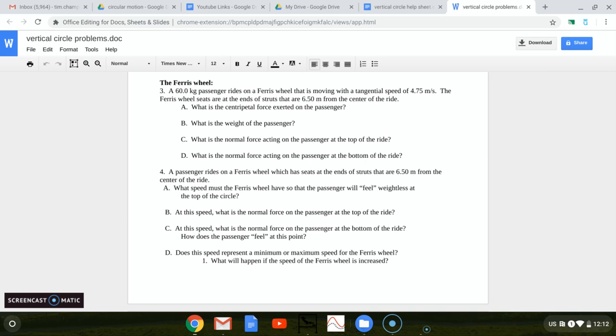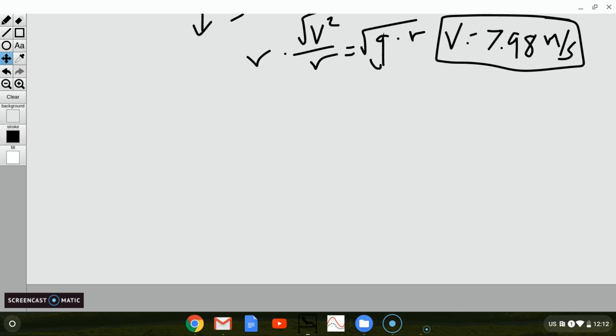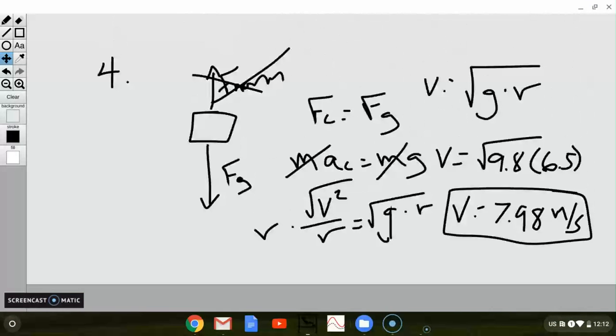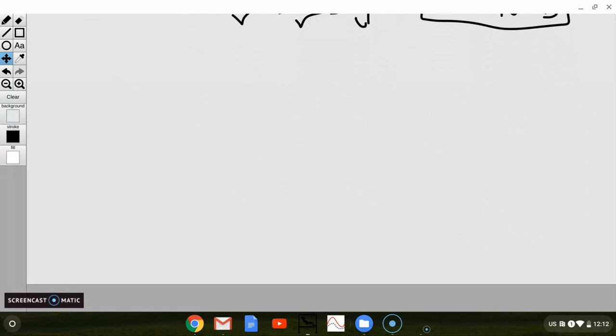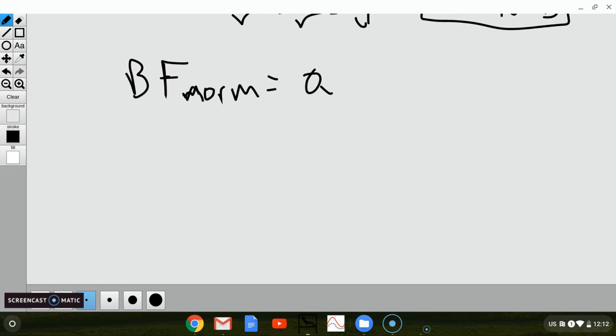Now, B, at this speed, what is the normal force of the passenger at the top of the ride? We know the answer to this. We just talked about it. We just showed you right here. It's got to be 0. So the answer to B is the normal force will be 0. So we can write that in. B is F norm equals 0 newtons.